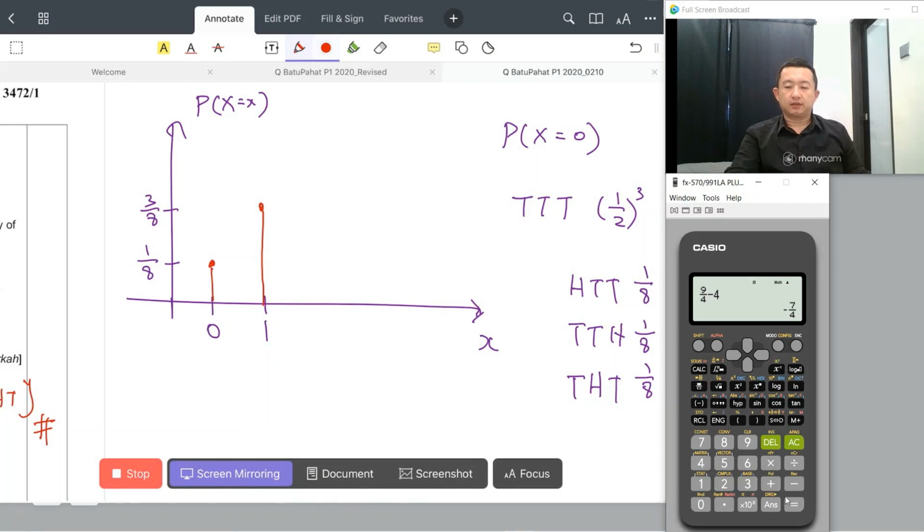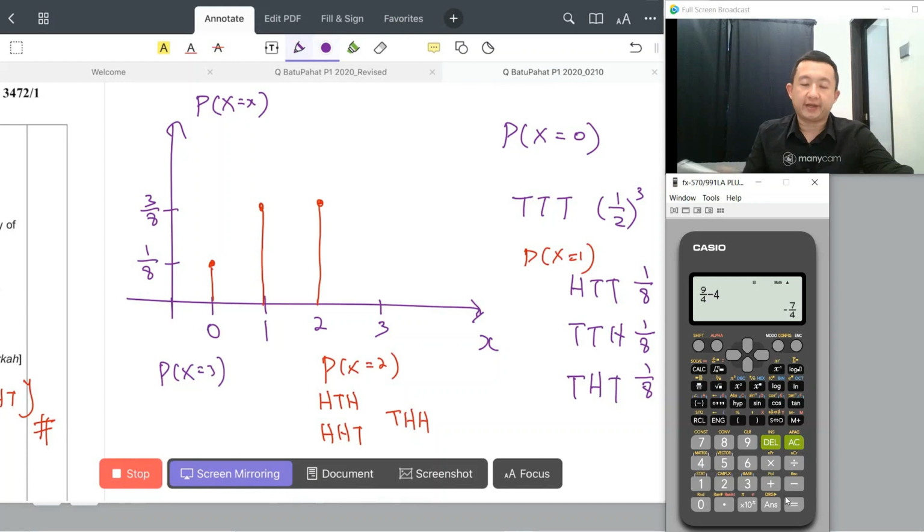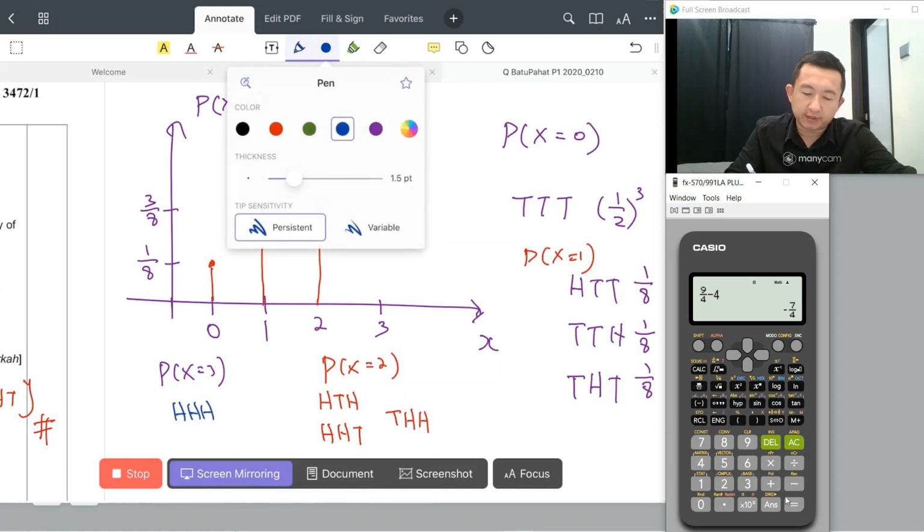Okay, that is P(X = 1). Now how about P(X = 2)? So you have 2 hits. It's either HTH, HHT, or THH. So this is the same as X = 1, so the probability is the same. And then the last one, X = 3. P(X = 3), all hits. All hits, meaning 1 over 2, 1 over 2, 1 over 2, 1 over 8.